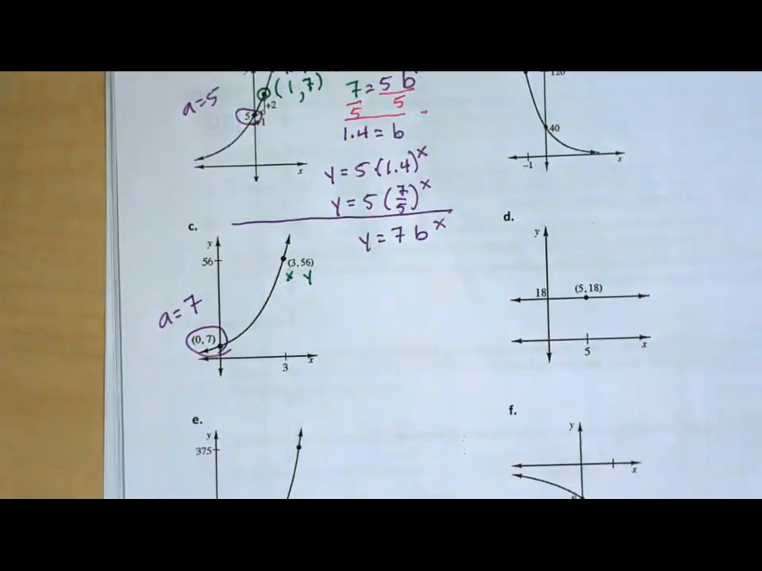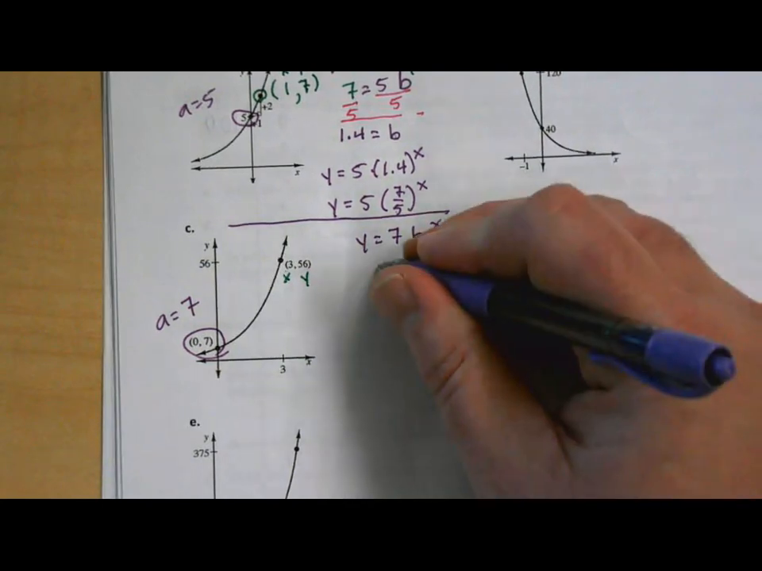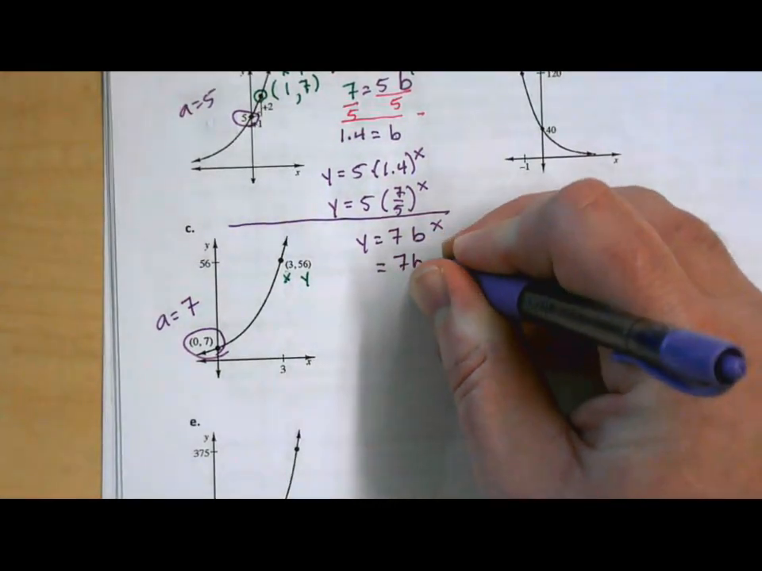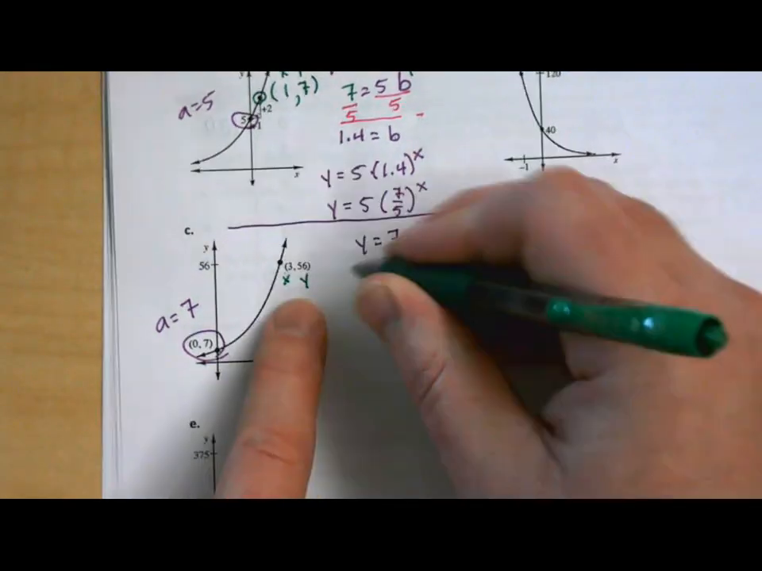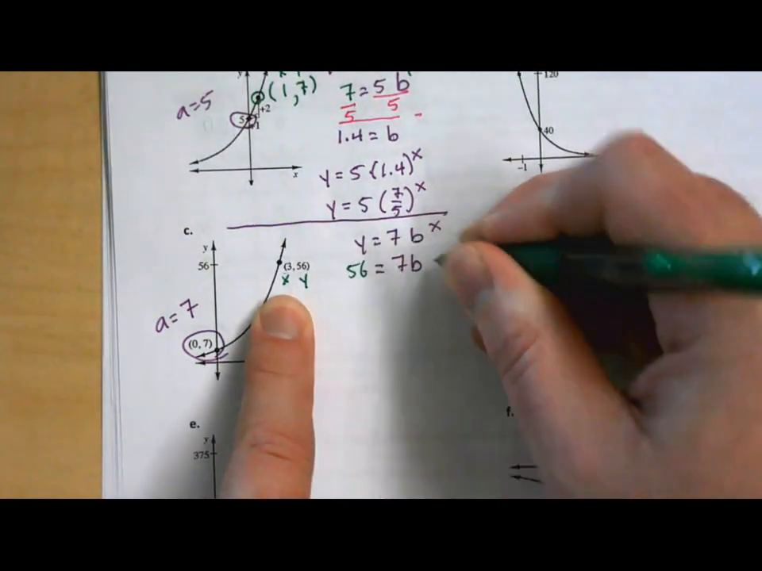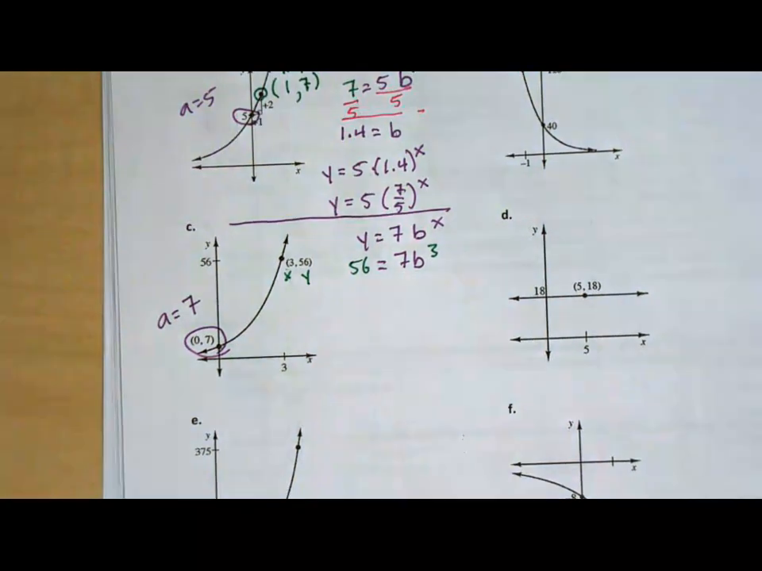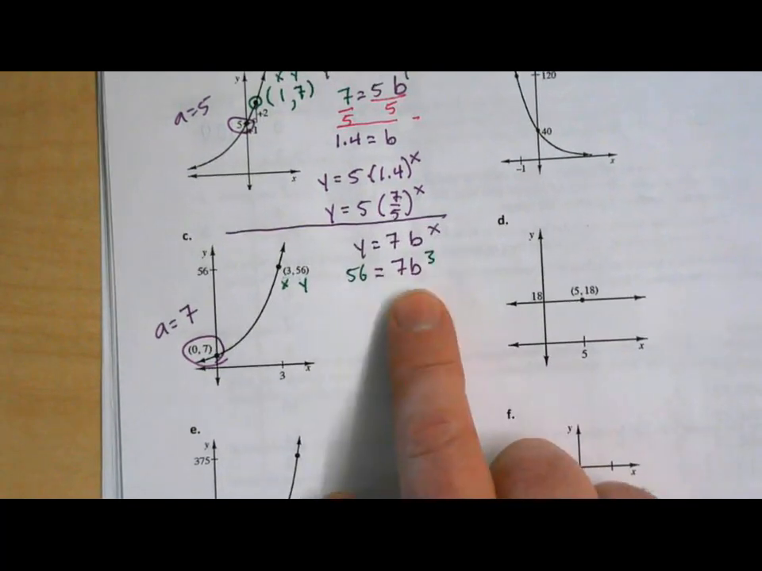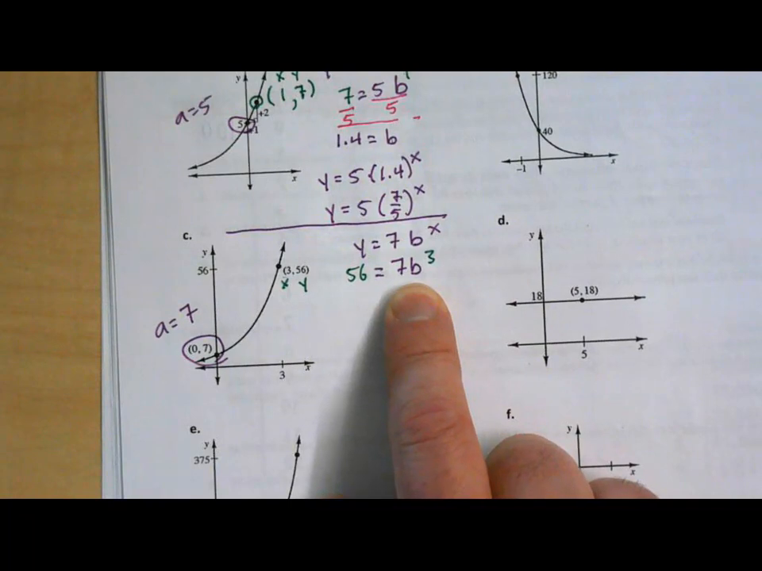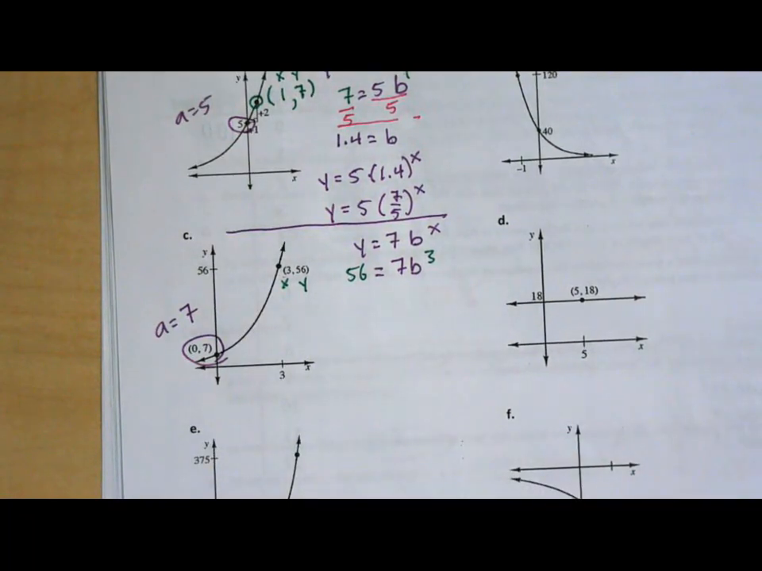I will label them just to make sure I get stuff in the right place. So the equation was y equals 7b to the x power, but I'm going to leave the y out and put 56 there. Leave the x out and put 3 there. And then we just got to solve. We practiced solving some equations like this on Wednesday. What would your first step be?